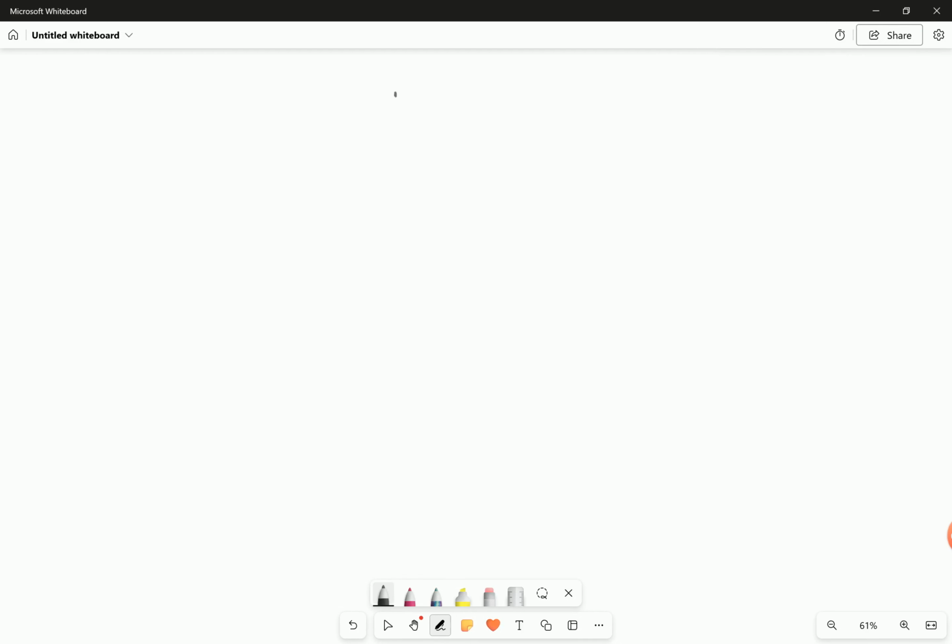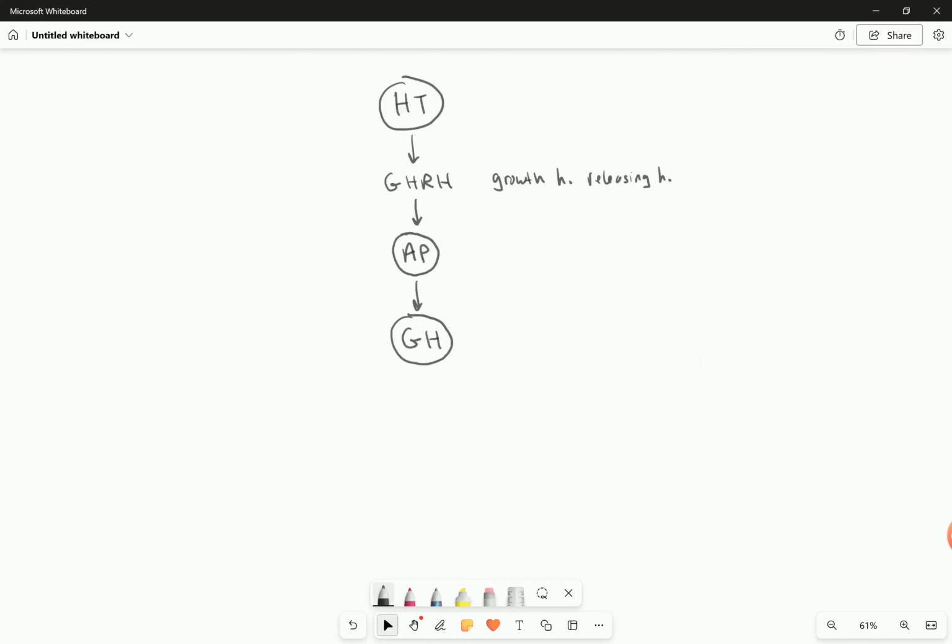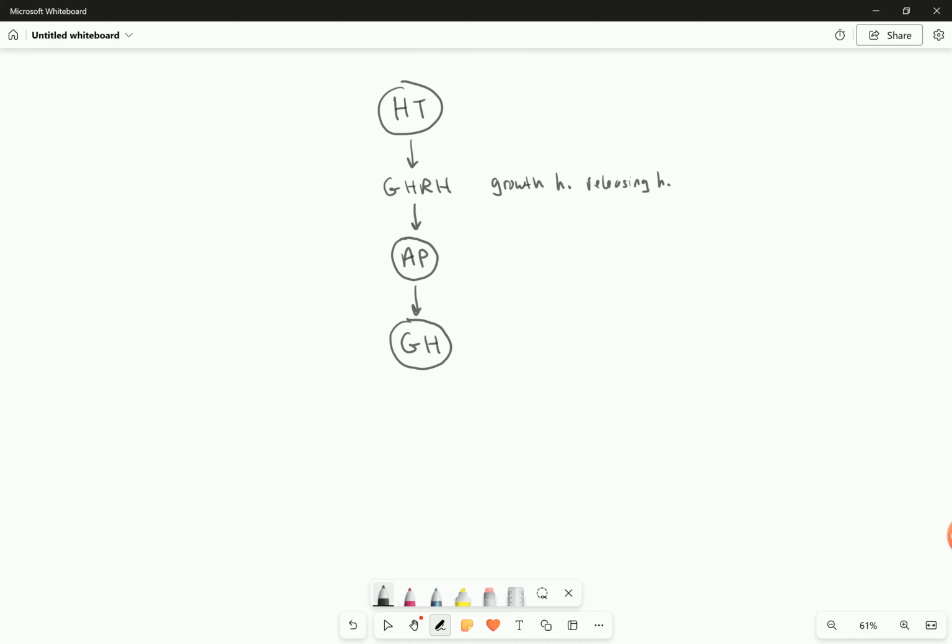Okay, the hypothalamus will release growth hormone releasing hormone. So that will then go to the anterior pituitary to tell the anterior pituitary to release growth hormone. Now make sure you know both the full name and the abbreviation. So GH there is growth hormone. And the answer is within the word growth hormone.